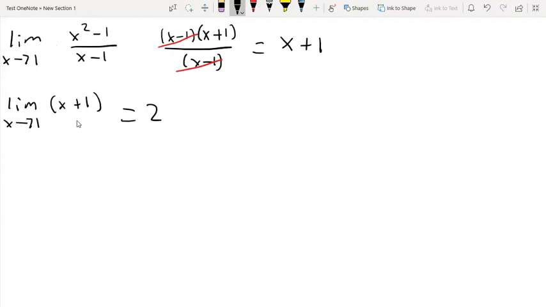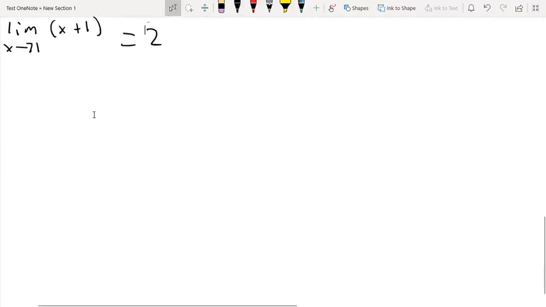Even though the function is not defined at x equals 1, the limit still exists, because the function is still going to converge to this value here, whether it's defined at x equals 1 or not. So that's an important thing to know with limits. It doesn't matter if the function is defined at a point. We're only interested in the behavior as the function approaches that specific point.